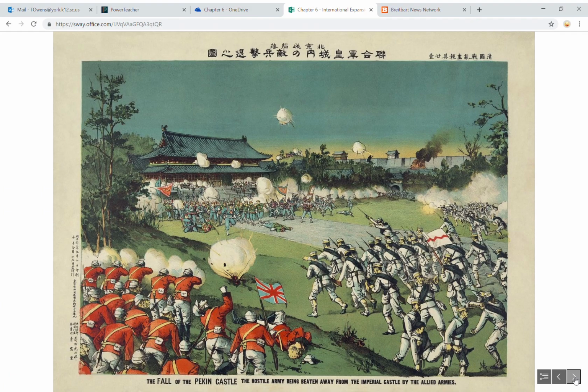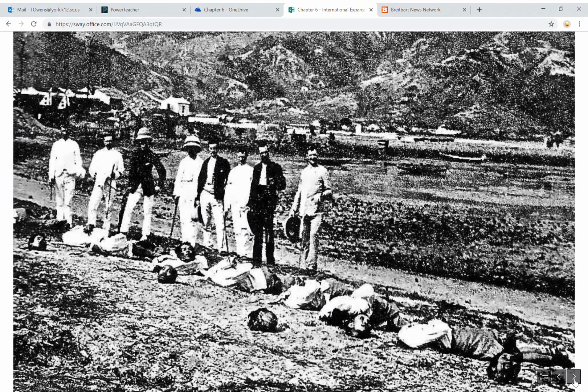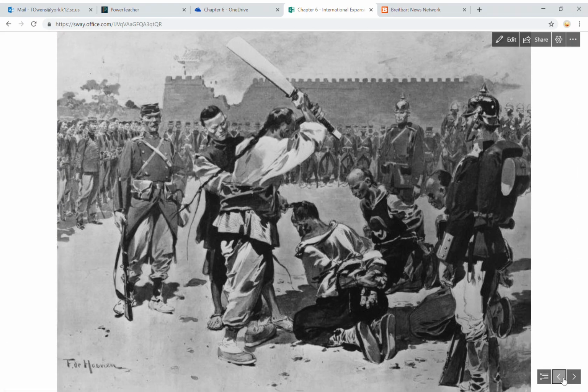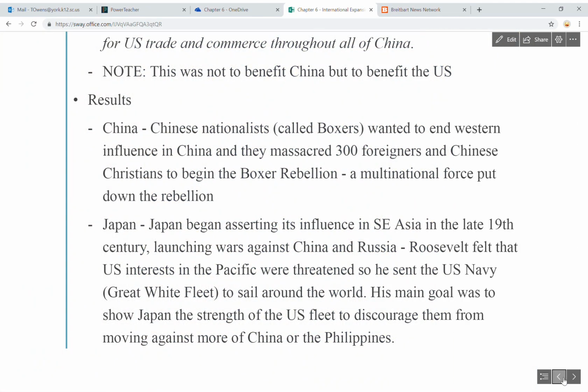You can see in this picture some of the fighting going on, and some of the different national flags. You've got the British flag there. They beheaded the Boxers, as they called them, by the way. Germans are there. And this is an actual picture of the beheadings. So it's a fairly violent rebellion. Of course, anytime you massacre that many people, it's going to be.